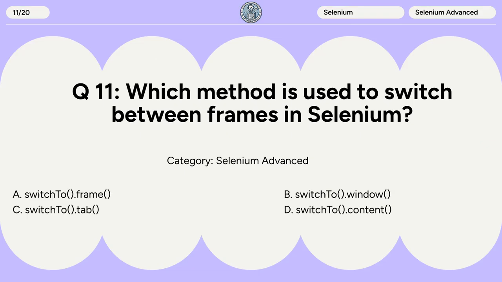Question 11. Which method is used to switch between frames in Selenium? A. Switch to dot frame. B. Switch to dot window. C. Switch to dot tab. D. Switch to dot content.